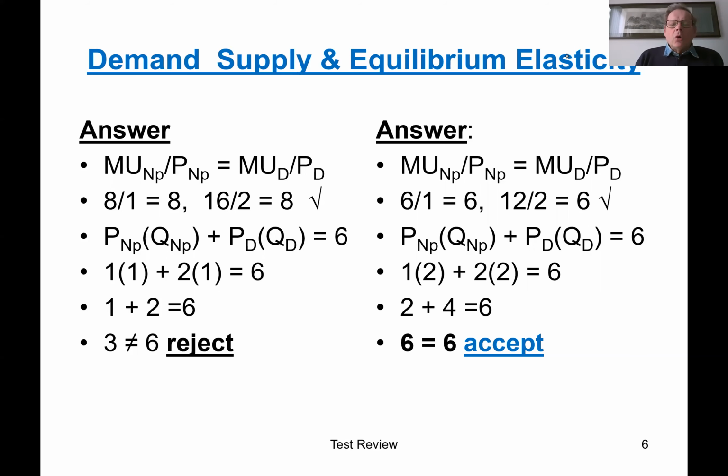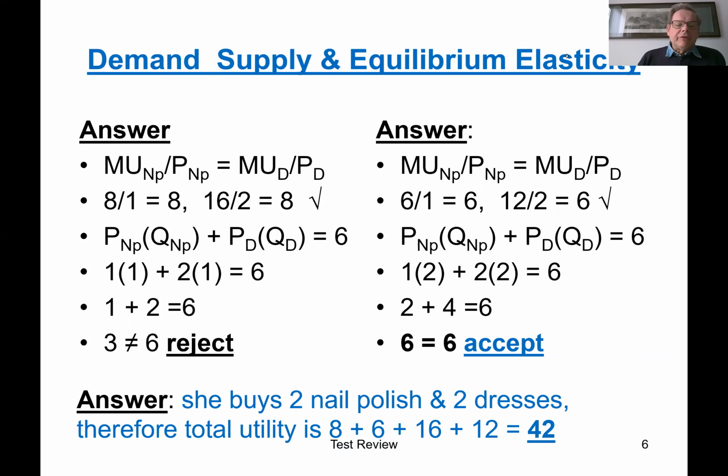This tells me when I consume the first 2 nail polishes and the first 2 dresses, I have maximized my level of utility because both the condition and the budget formula agree with each other, each separately. So my answer is here: she buys the first 2 nail polishes and the first 2 dresses for a total utility of 42.